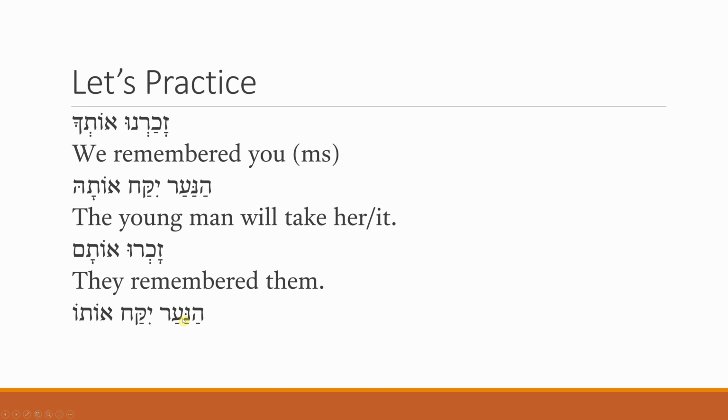Okay. Hana'ar yikach oto. Here I'm throwing you a little bit of a curveball, right, compared to the sentence above. Hana'ar yikach, all the same, oto. So what's the difference between oto and ota? Ota is the third feminine singular pronominal suffix. Oto is the third masculine singular. So the proper translation of this sentence would be: the young man will take him or it.